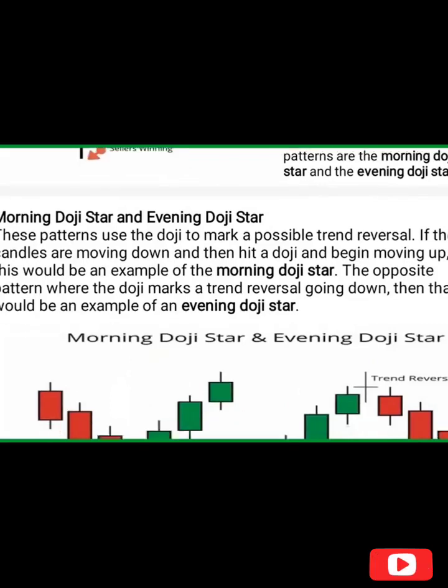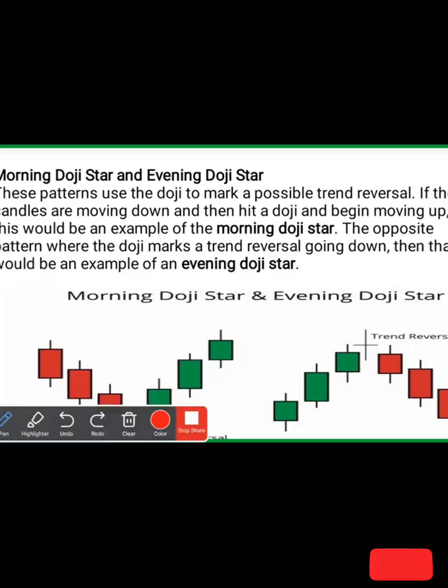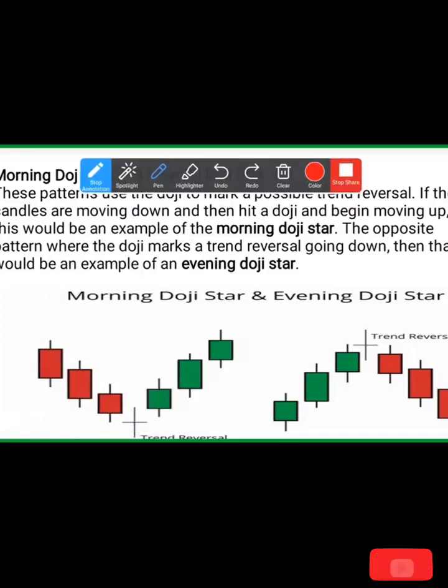Okay, now we have morning doji star and evening doji star. Those are the subcategories of doji. And what is a morning doji star and evening doji star? They are patterns. This pattern uses the doji to mark a possible trend reversal. Let me just give you a straightforward explanation. A morning doji star is when you spot a doji in a downtrend movement.